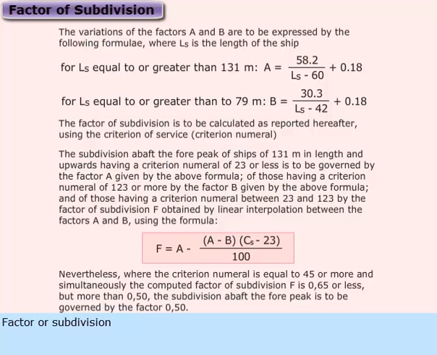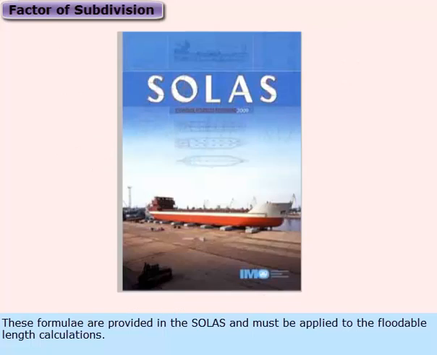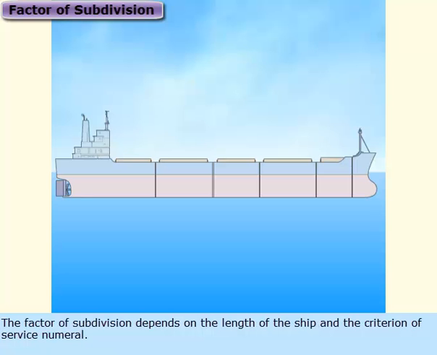Factor of subdivision. Factor of subdivision is calculated by the use of formulae. These formulae are provided in the SOLAS and must be applied to the floodable length calculations. The factor of subdivision depends on the length of the ship and the criterion of service numeral.